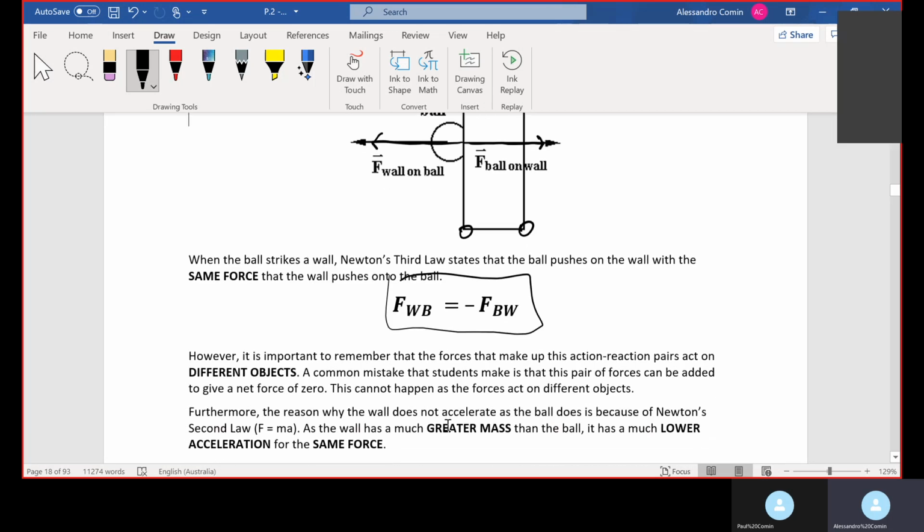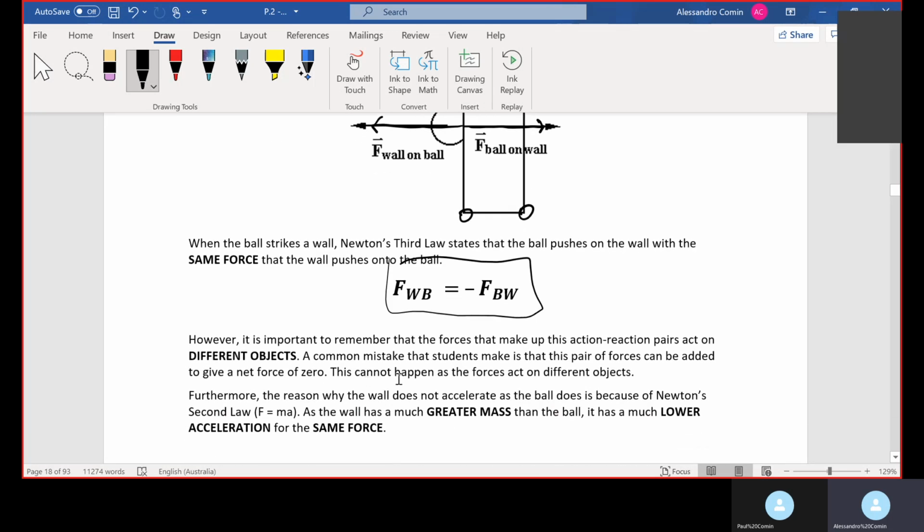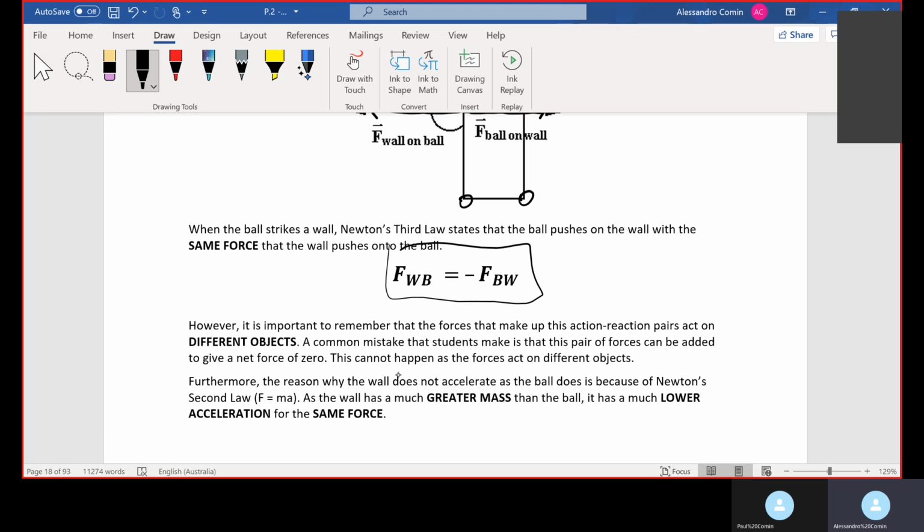So it's important to remember that, well, force is equal to mass times acceleration. So if the force WB is equal to minus FBW, this is going to be little m big A for the ball. No, other way around. This is going to be big M little a for the wall, and this is going to be little m big A for the ball. Right the first time. Far out.